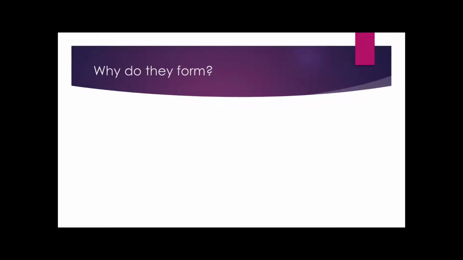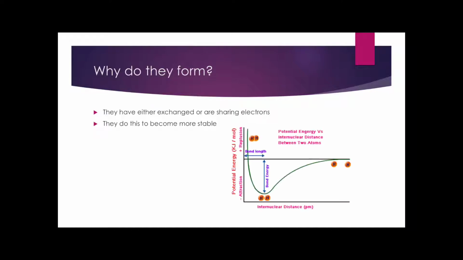Okay, so why do they form? Why are compounds forming? They're doing this by either exchanging or sharing electrons. Oxygen and water, those were sharing electrons. With ionic compounds, we're going to see that they exchange electrons. And they're doing this so that they become more stable. And that's what we see here.